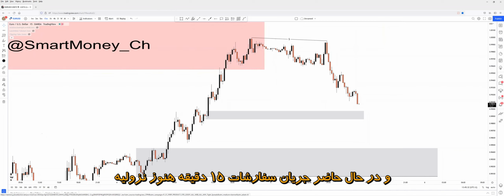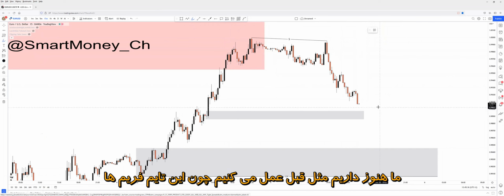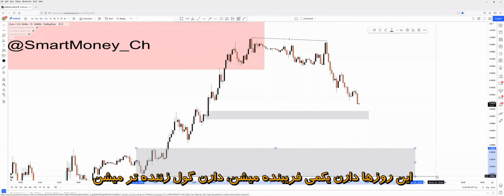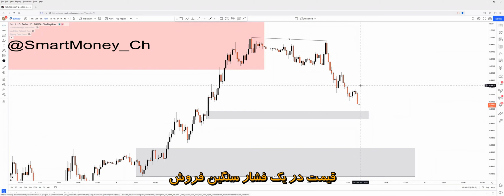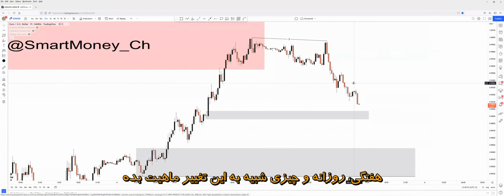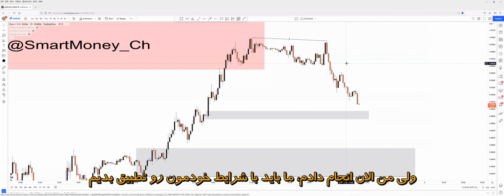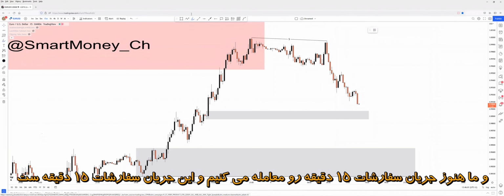And currently the 15-minute order flow is still bearish. So we have to wait for these confirmations. We are still doing the same thing. It's getting trickier nowadays because we haven't really experienced this in the past year. In the past year, price was just under really bearish pressure to the downside over and over again, and it couldn't change character on the weekly or the daily. But right now it did. But we have to adapt. We have to move on. We have to play with the order flow. And we are still trading the 15-minute order flow.